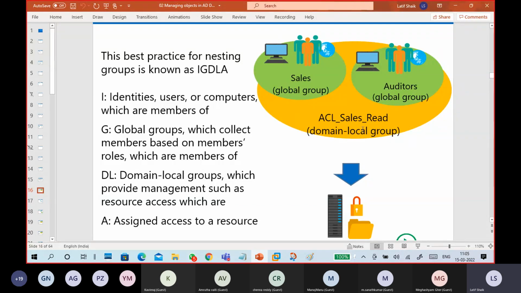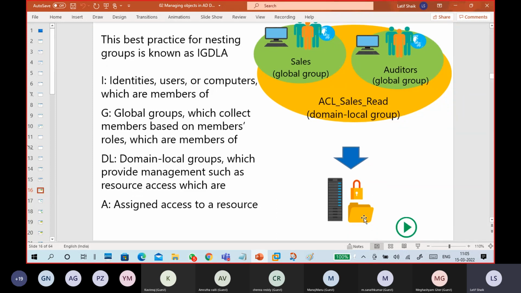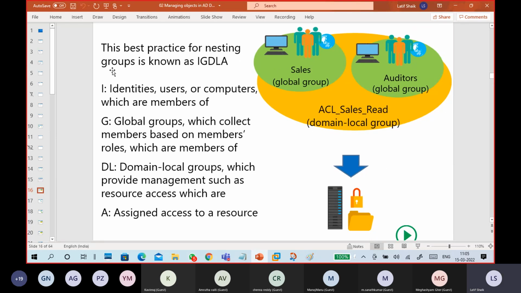Is a member of domain local group. Is a member of a domain local group. The domain local group is given permission to access some data. Okay, so this is how to read this, and this entire thing is one single sentence only.